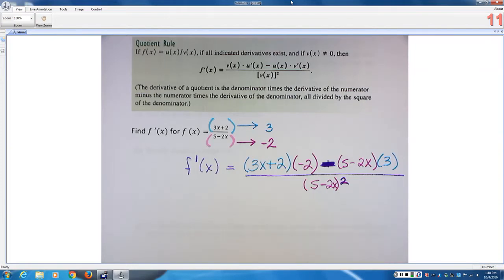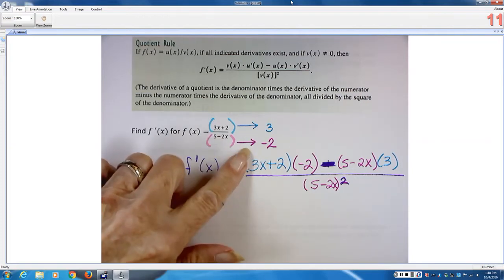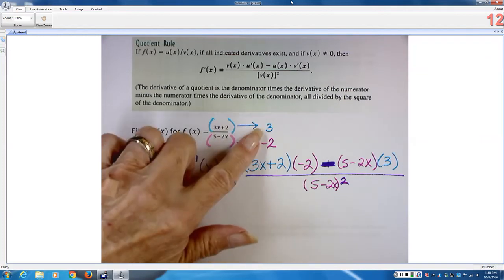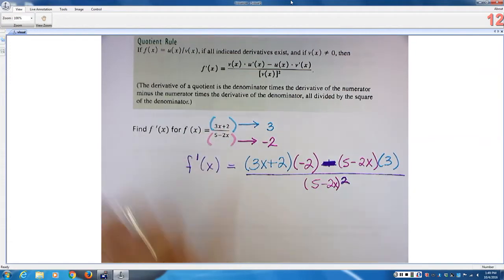Now there's a little rhyme that goes with this that helped some students learn it. It's called high d low minus low d high over low squared. Okay? With this being the high and this being the low, and the d meaning derivative. So if that helps you remember it, it's high d low minus low d high over low squared.